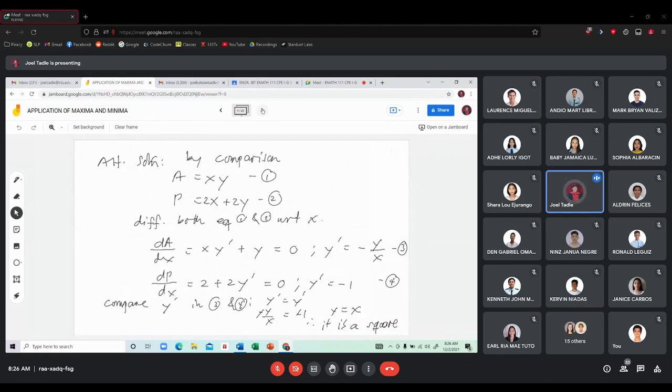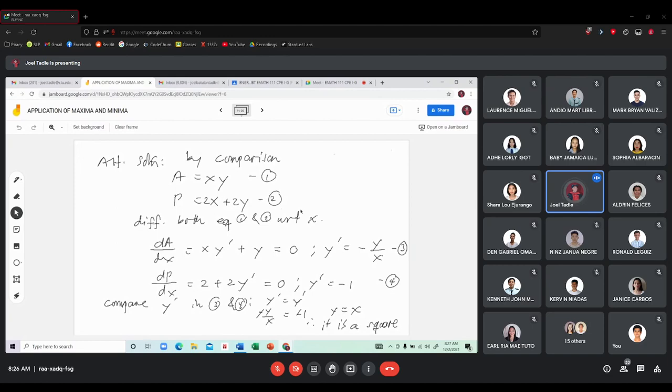So, an alternative solution by comparison method, guys. We differentiate our two equations simultaneously, then equate them to 0, then compare their first derivative, y prime. So in equation number 1, A equals xy. Its first derivative is dA over dx equal to xy prime plus y, product rule, equate to 0, so we can get y prime. Y prime is equal to negative y over x.